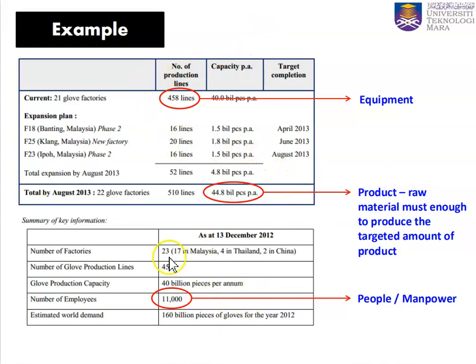And these are the people, the number of employees. Only 11,000 employees are hired at one time. Maybe this is based on cost, or maybe this is based on the capacity of the factories. So these are the examples of equipment, materials, and also manpower.